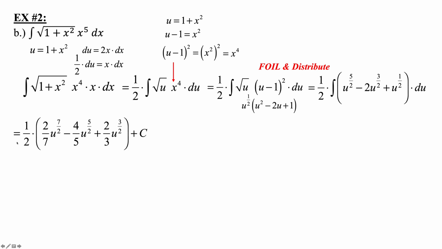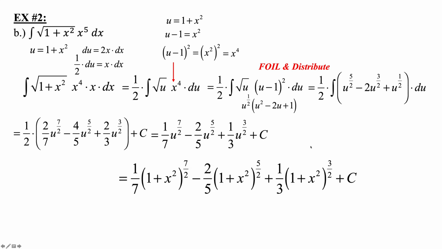We could leave it like that, or we can distribute the 1/2, which might not be a bad idea because then this denominator of 2 can cancel into the 2 in our numerator, so let's do that. So that gives us 1/7 u to the 7/2 minus 2/5 u to the 5/2 plus 1/3 u to the 3/2 plus c. Now, we take our u, which was 1 plus x squared, bring that back down, substitute them in as binomials for all the u's, and now we're done.